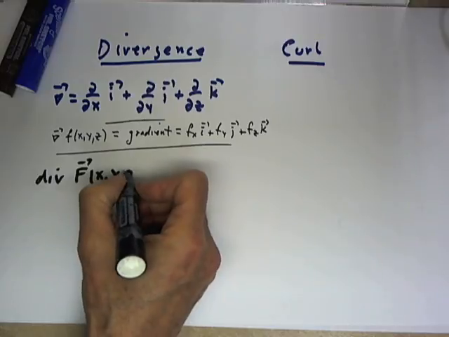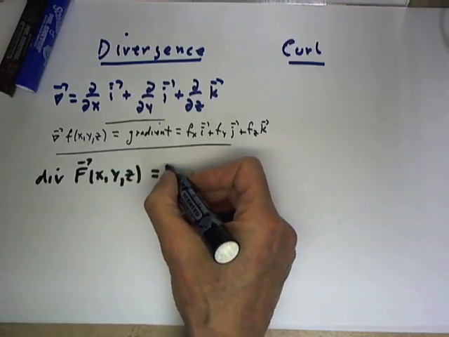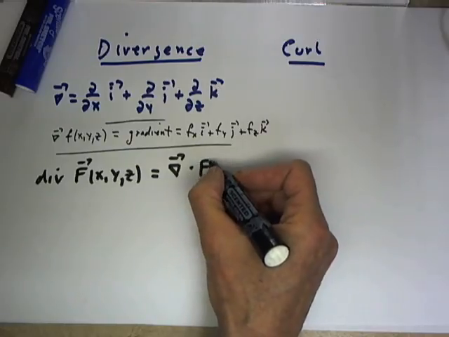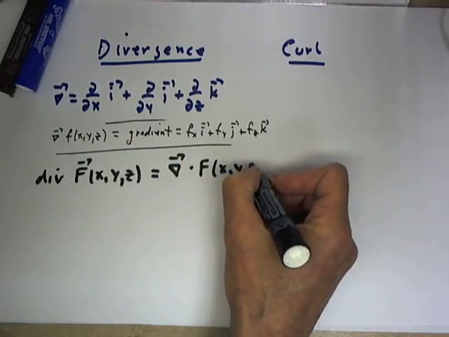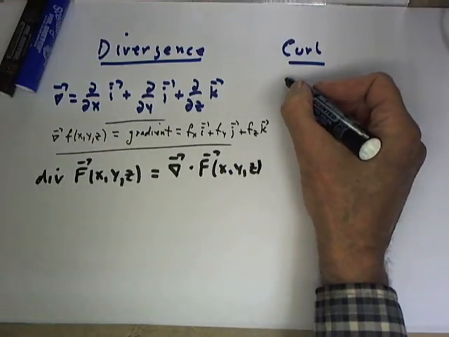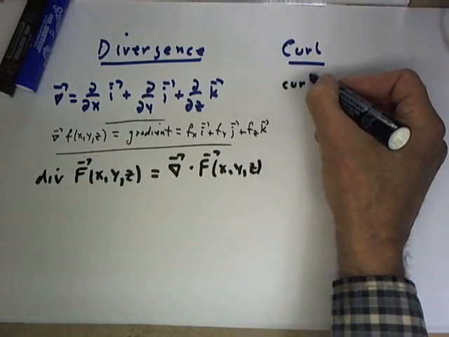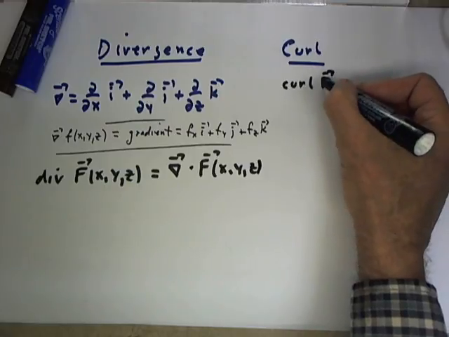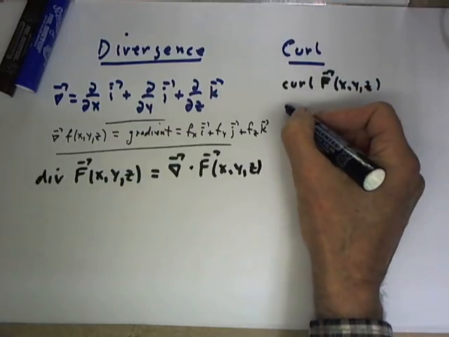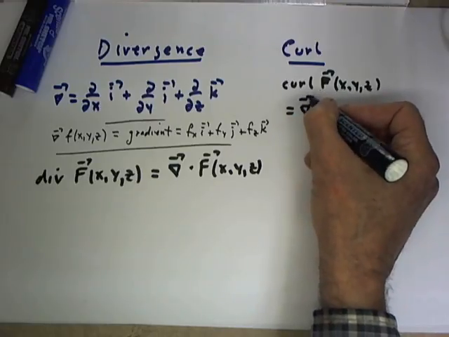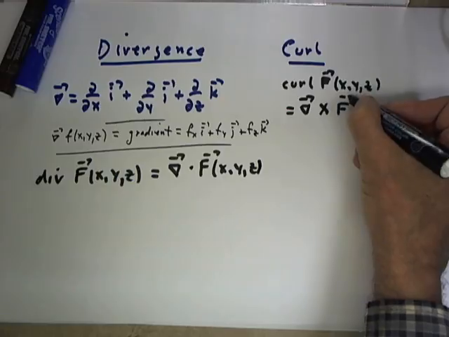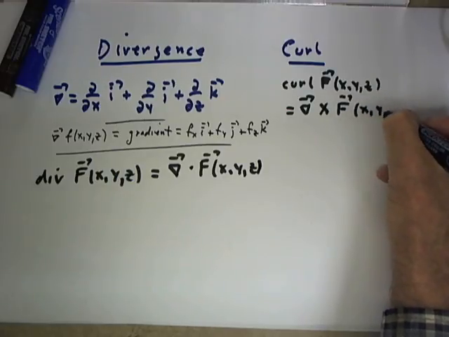So we're going to say that the divergence of a vector field f of x, y, z is the del operator dotted with f of x, y, z. And also that the curl of f of x, y, z is the del operator cross product with f of x, y, z.